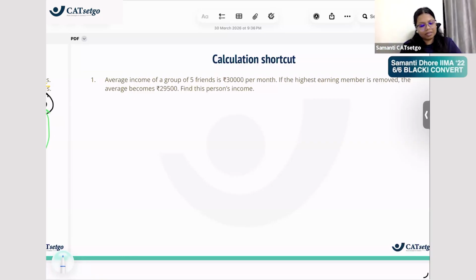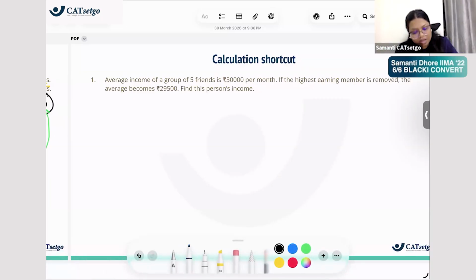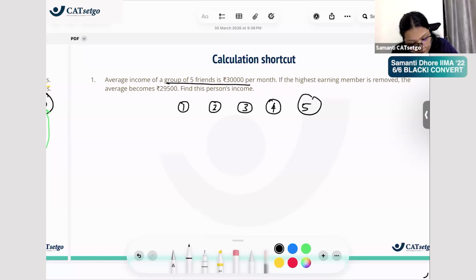How do we do this? Imagine it. Average income of a group of 5 friends is 30,000. So 1, 2, 3, 4, 5. The 5 of them had values of 30k, 30k, 30k, 30k. If the highest earning member is removed, whoever the highest earning member was, the average becomes 29,500.